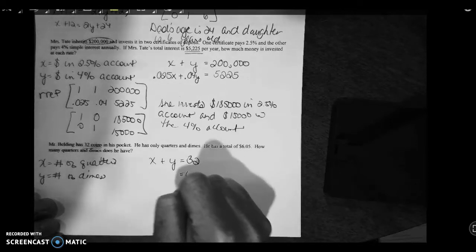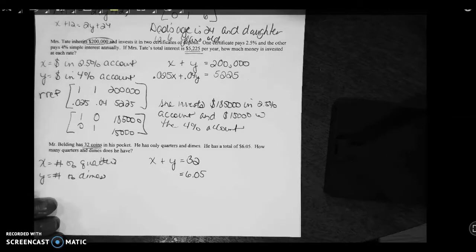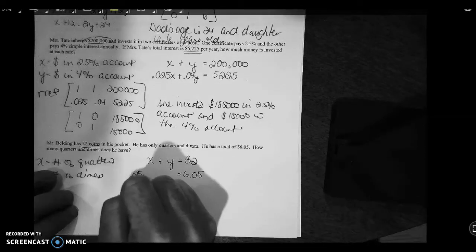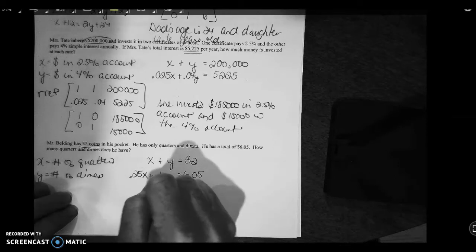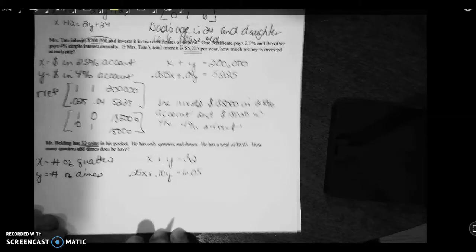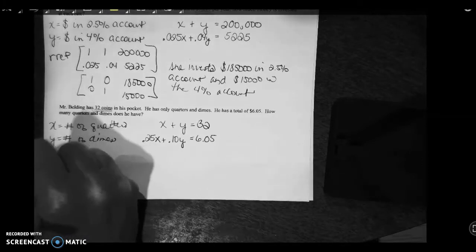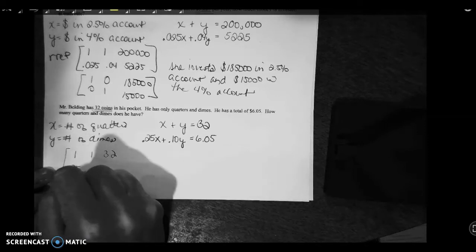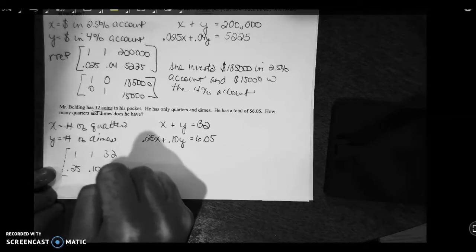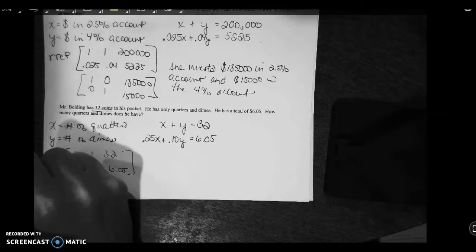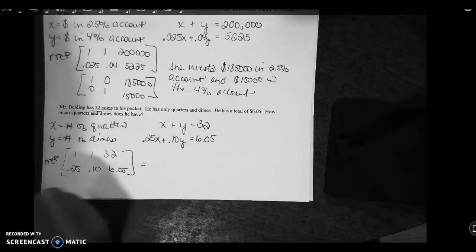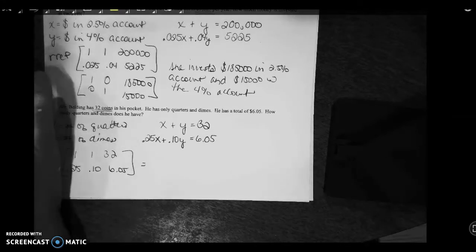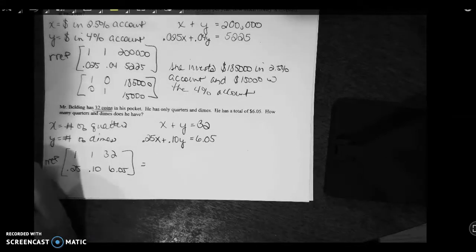I know an amount of money that Mr. Belding has here. So how much is each quarter worth? Well, each quarter is worth 25 cents. And each dime is worth 10 cents. And so that will give me my second equation. So 32, .25, 0.10, and 6.05. And I'm going to do RREF here. So I'm going to come over to the side and type this into my calculator.